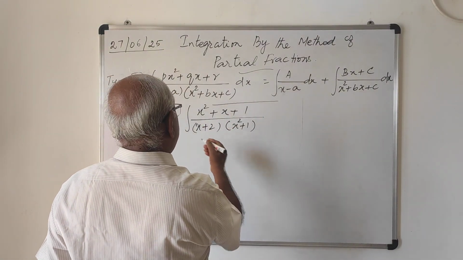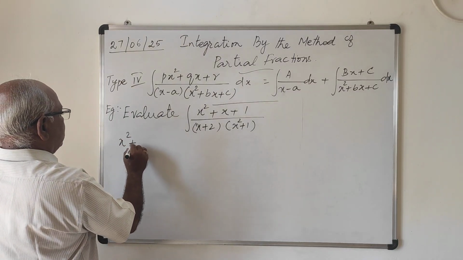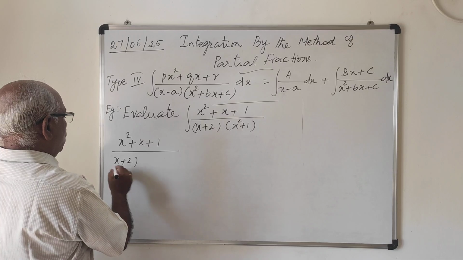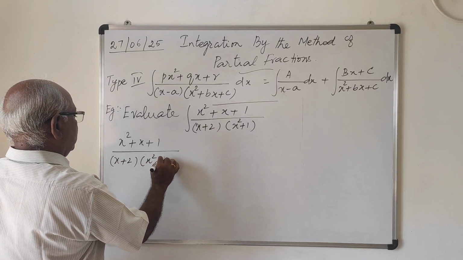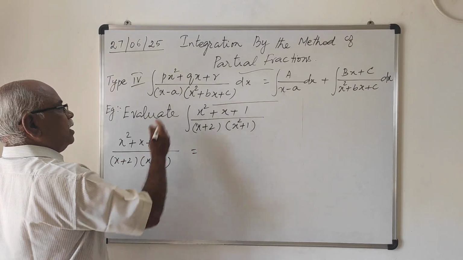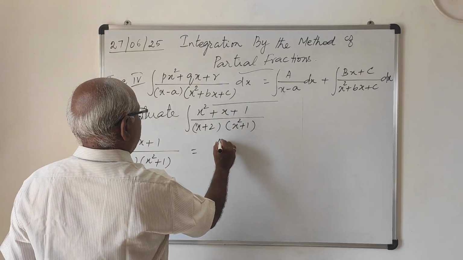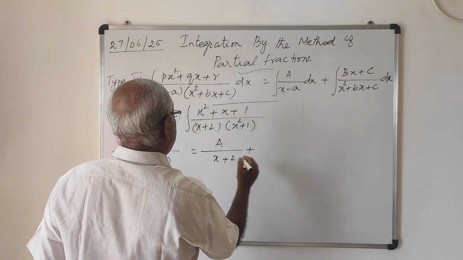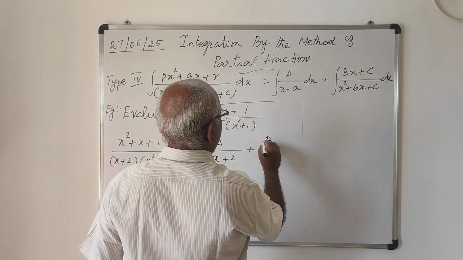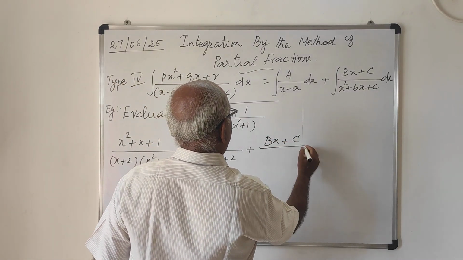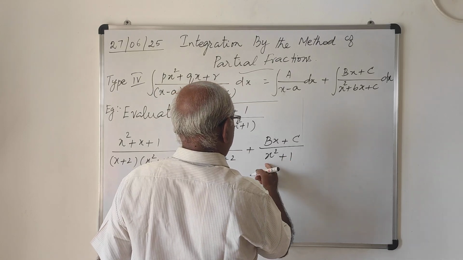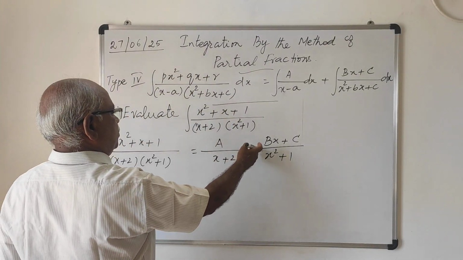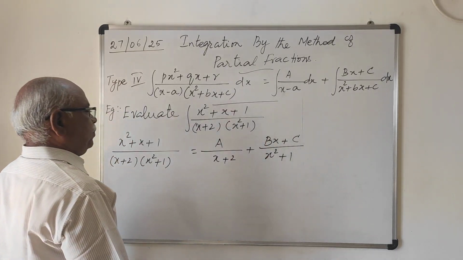So you can consider this problem, x square plus x plus 1 by x plus 2 into x square plus 1. Now this can be split as in the type: A by the linear factor x plus 2, plus Bx plus C by the quadratic factor x square plus 1, which is not factorizable. So this is the form A by x plus 2 plus Bx plus C by x square plus 1.